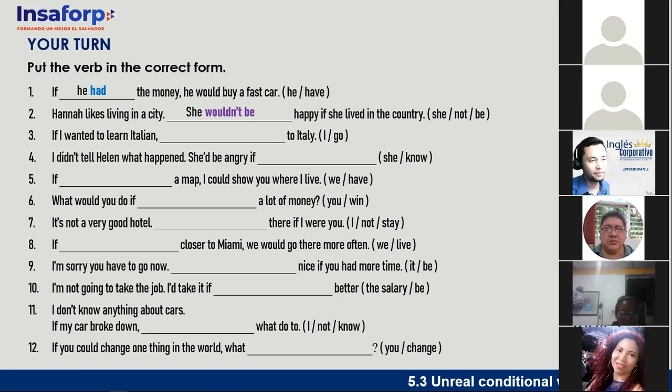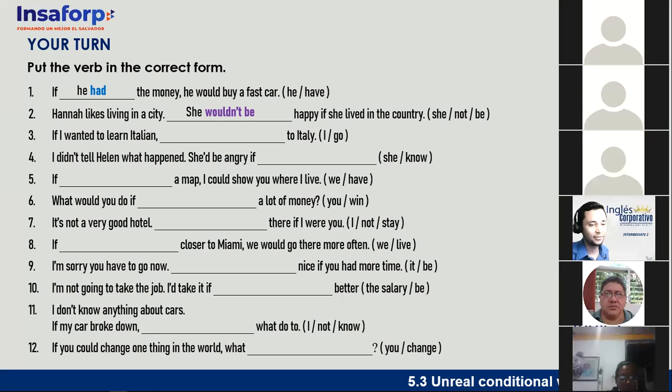Okay, so Maria. Ahorita, number three is, if I wanted to learn Italian, I would go to Italy. Yeah. If I wanted to learn Italian, I would go to Italy. That is correct. Italy. Thank you. Maria, that's correct. Yes. So, the next one.